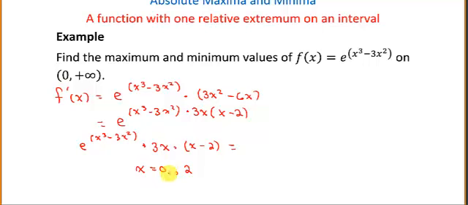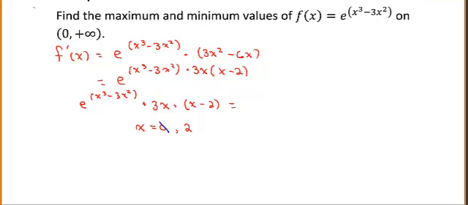Now, x equals 0 is not in this interval. Be careful, because remember, this interval does not include the endpoint 0. It's an open interval, and so we don't have to worry about x equals 0, because it's outside of the interval. We do have to worry about 2. Now we know 2 is a critical point, but we need to know it's a relative extremum, either a relative maximum or a relative minimum.